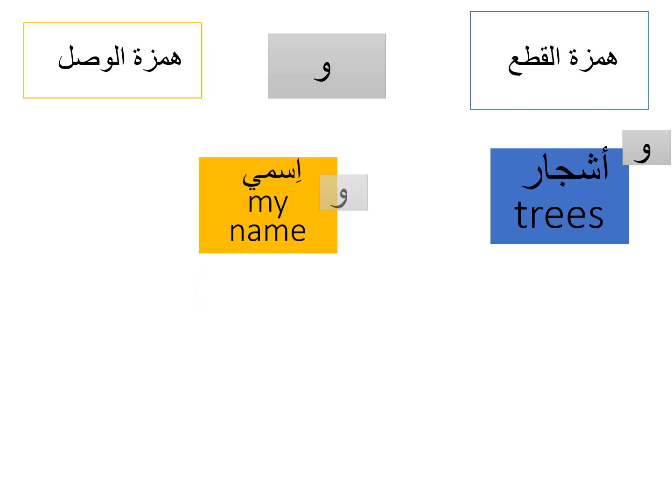اسمي. Can I say واسمي? Yes, we can. And in a few seconds, I will show you another way to test if it's Hamzat قطع or Hamzat Wasl. Now let's continue.